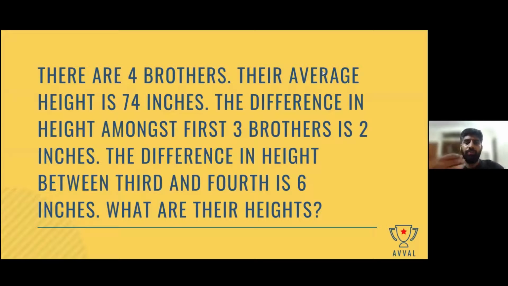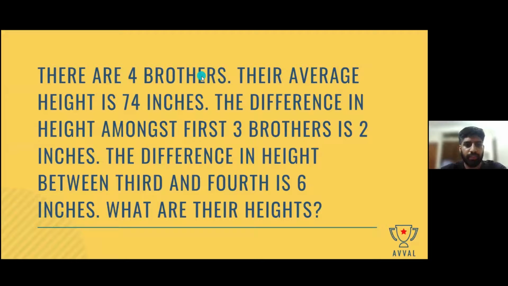The average of their heights is 74. So the average is nothing but the sum of the heights divided by 4 is 74. So the sum of heights is 74 times 4. That's the first step.